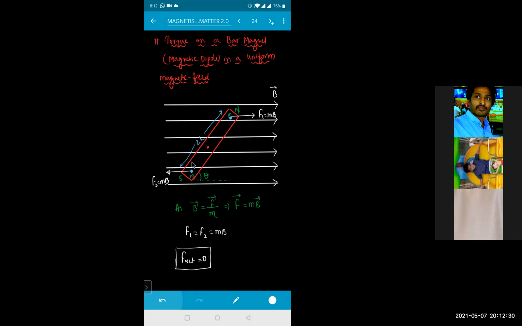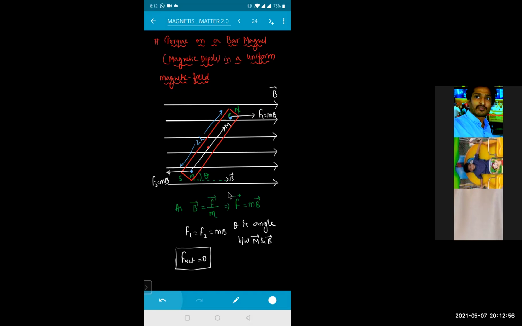Where will be the direction of the magnetic moment? Magnetic moment will be from south to north. So this will be the magnetic moment M. So theta is the angle between M and B. Theta is the angle between the magnetic moment and the magnetic field. Can I tell like that?